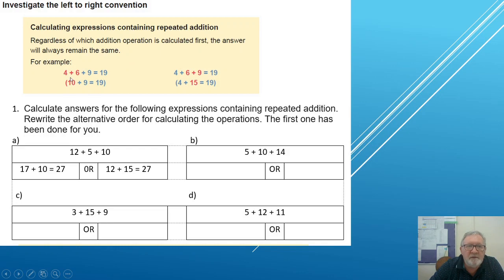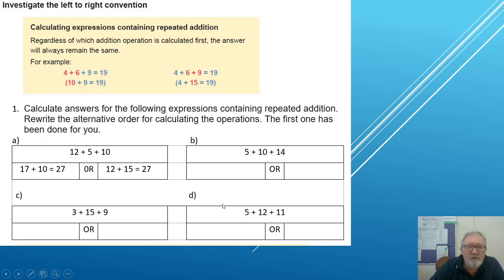So if it's 4 plus 6 plus 9, if I do the 4 plus 6 first, that gives me 10, 10 plus 9, 19. If I do 6 plus 9 first, to give me 15, 15 plus 4, 19. The answer's the same both ways. In A, which is done for you, 12 plus 5 plus 10, 12 plus 5, 17, plus 10, 27. Or, if I add the 10 and the 5 together to get 15, 12, add 15, still gives me 27.